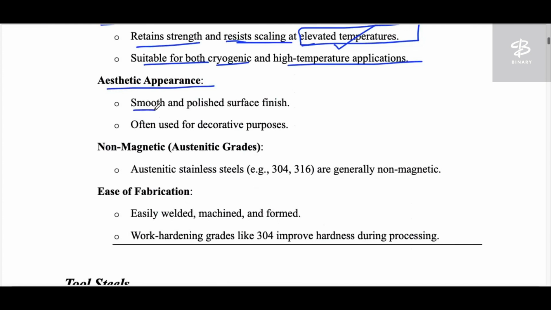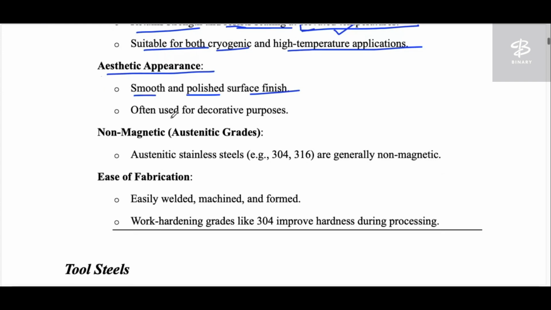So it's smooth, as you can see. Okay, polished surface finish. We all know, if you imagine the railings and stainless steel products in your home appliances, you can think about how smooth they are, how shiny they look. And if you talk about the surface finish, they all have a good appearance. Okay, often used for decorative purposes. I mean, it is being used for decoration as well, sometimes to make the views better.